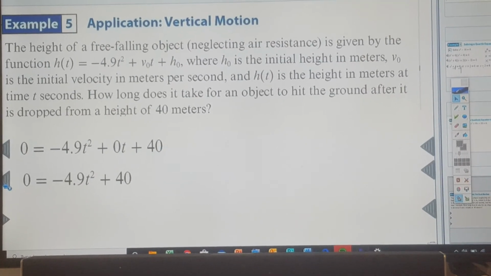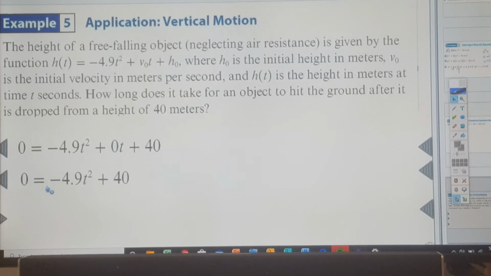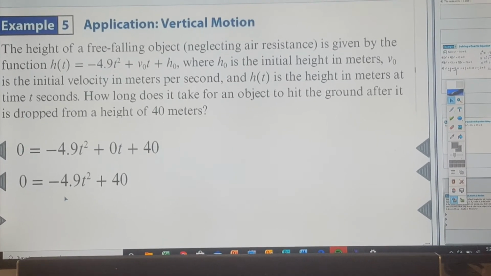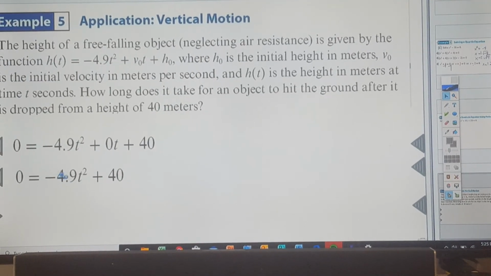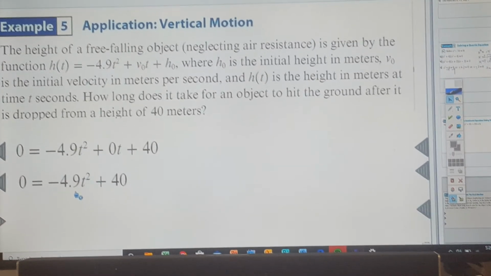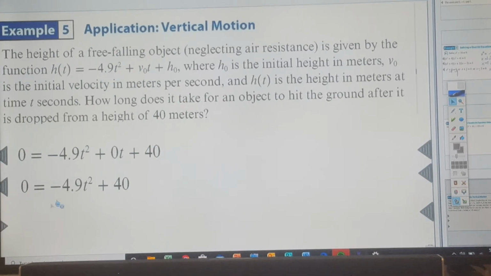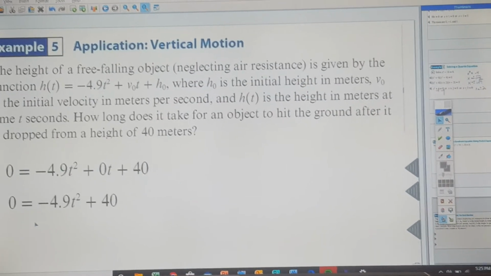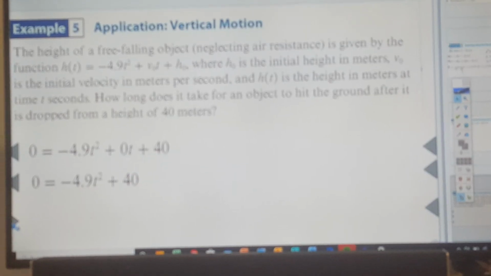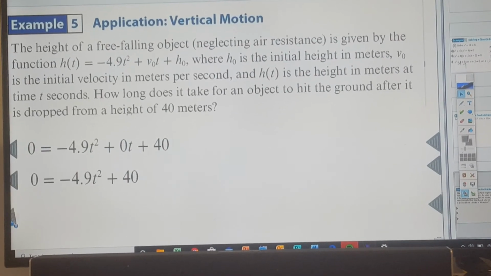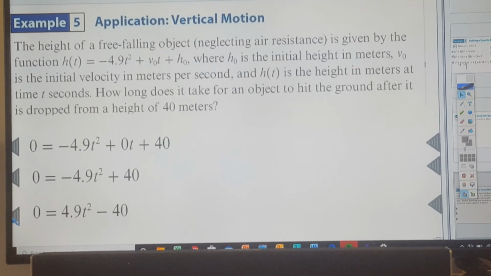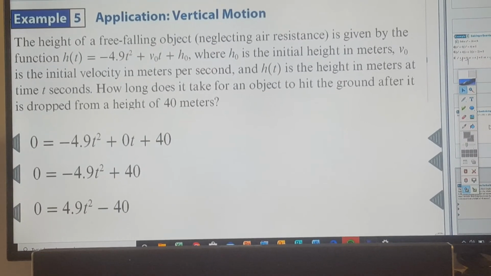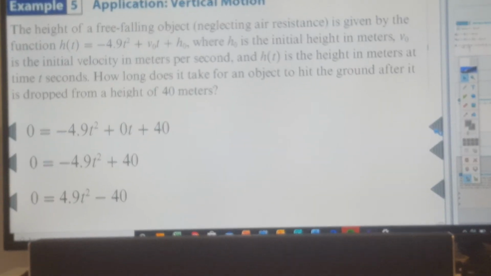All right, now what we want to do next is, if we're trying to factor this, see that negative in front of there? We don't ever want that coefficient to be negative. So what can I do to make it positive? Well, I can multiply both sides by a -1. All right, when we multiply both sides by a -1, what we would get is 0 equals 4.9t squared minus 40.